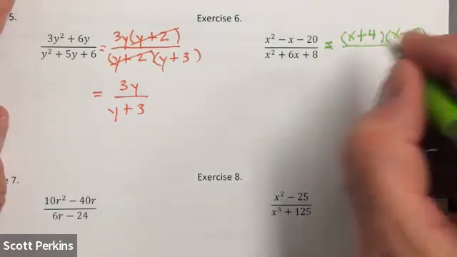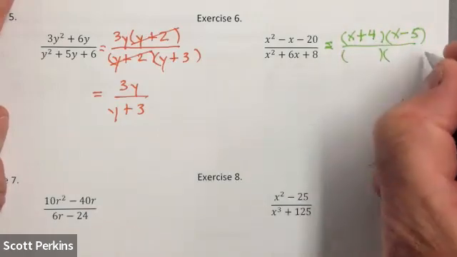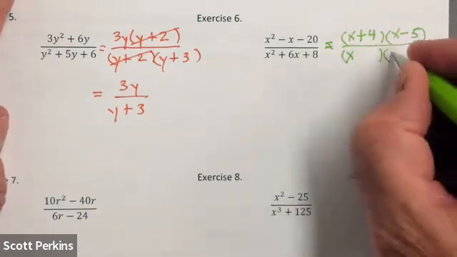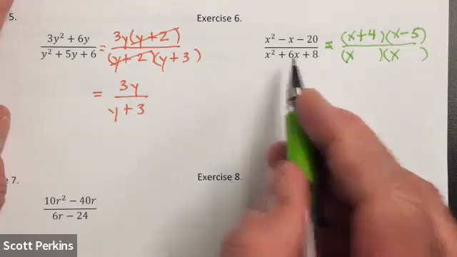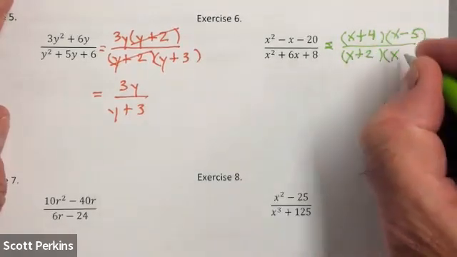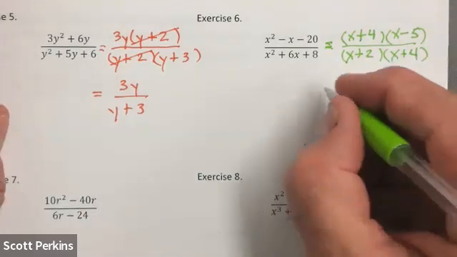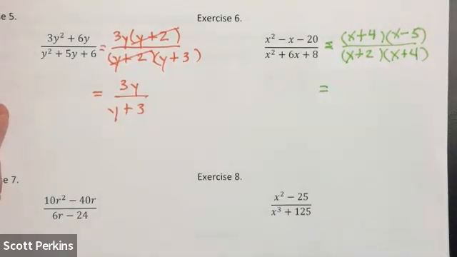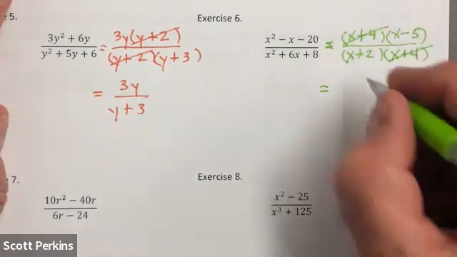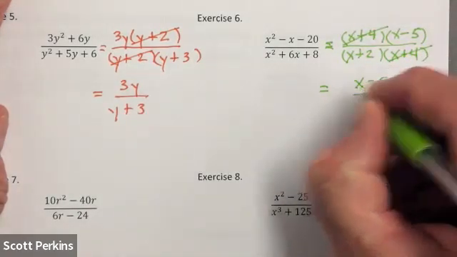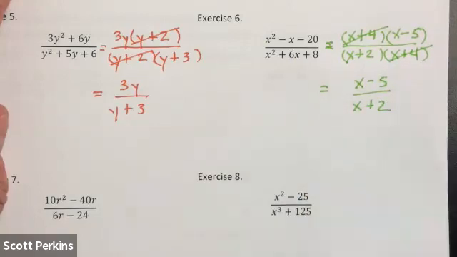In the denominator, we just factored something super similar to this. The two factors of 8 that are going to add up to 6 are 2 and 4, or 4 and 2. It does not matter what order you put those in. And then I think once you get it factored, it's pretty clear. Oh, there's x plus 4s on the top and the bottom. That's great. So we cancel those out. And here's my reduced fraction, x minus 5 over x plus 2.